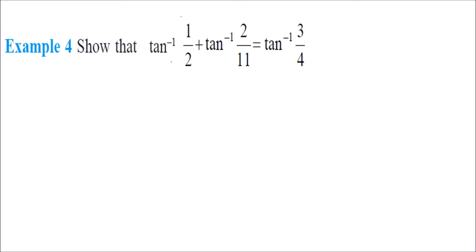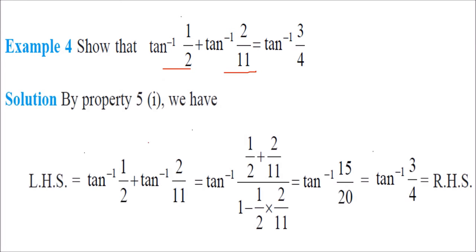We have to show that tan inverse 1 by 2 plus tan inverse 2 by 11 is equal to tan inverse 3 by 4. And we know the formula for tan inverse x plus tan inverse y. So you just have to use that formula. Tan inverse a plus tan inverse b will be tan inverse (a plus b) by (1 minus ab). So you just have to solve this. This will be 15 by 20. You can simplify it to be 3 by 4. So it becomes tan inverse 3 by 4.